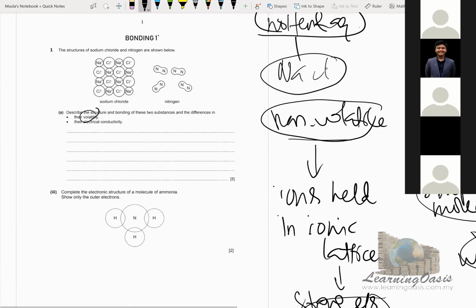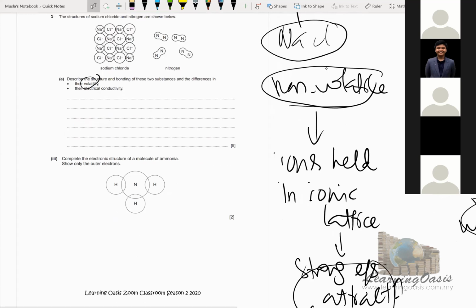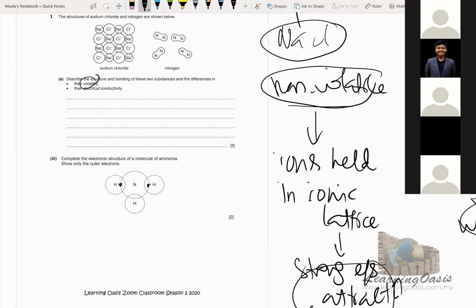Now, do your correction. Complete the electronic structure of a molecule of ammonia. Show only the outer electrons. So, nitrogen is group 5, so it needs another 3. So, it shares 1, 2, 3. Nitrogen has 1, 2, 3, 4, 5. Right. And then you do the legend. Here are electrons from nitrogen. And then here is the nitrogen.